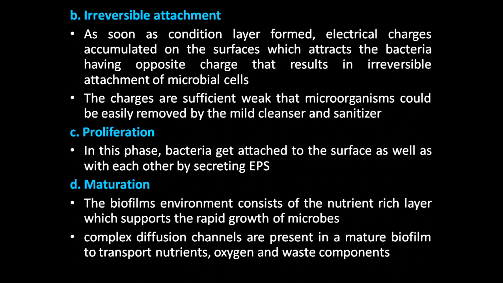The third one is proliferation. In this phase, the bacteria get attached to the surface as well as to each other by secreting exopolysaccharide, and the organisms start to multiply and proliferate. The fourth stage is maturation. The biofilm environment consists of a nutrient-rich layer which supports the rapid growth of microbes. Complex diffusion channels are present in matured biofilm to transport nutrients, oxygen and waste components.